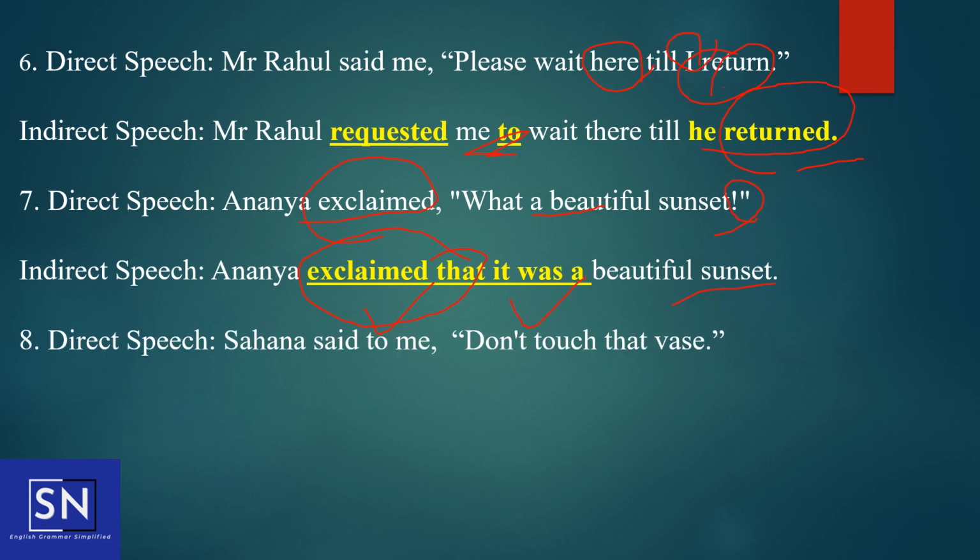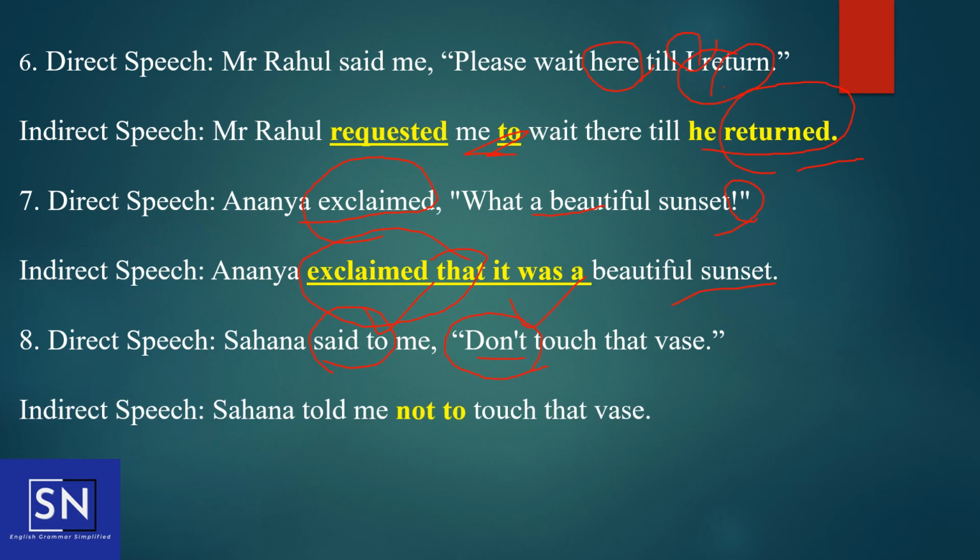Next one. Sahana said to me, don't touch that vase. So here again it is imperative, but in the rules column I mentioned that don't will change to not to. Remember, don't will change to not to. So, Sahana told me not to touch that vase. Simple. Don't will change to not to, and said to will change to told, and the remaining is touch that vase.